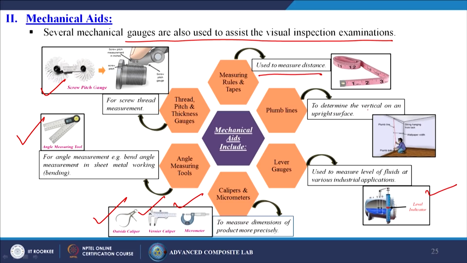plumb lines to determine the vertical on upright surfaces, level gauges used to measure level of fluids in various industrial applications, calipers and micrometers to measure the dimensions of a product more precisely, angle measuring tools for angle measurement like bend angle measurement in sheet metal working for bending testing, thread pitch and thickness gauges generally for screw thread measurements. So, we are using various types of mechanical aids to get the perfect information.